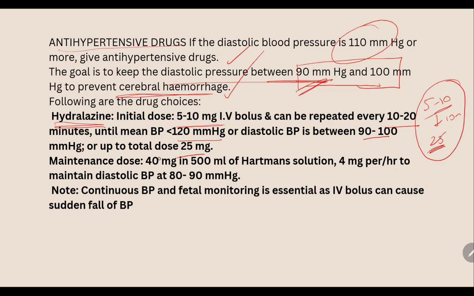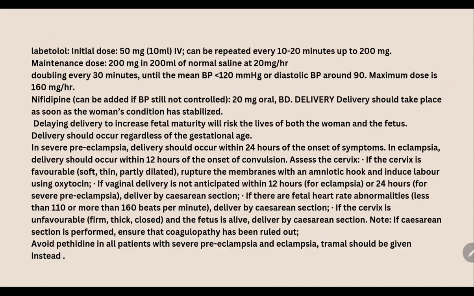Next is maintenance dose. Maintenance dose of hydralazine is 40 milligram in 500 ml, same as the other one. 40 milligram in 500 ml Hartmann solution, 4 milligram per hour to maintain the diastolic pressure at 80-90 mmHg. Continuous BP and fetal monitoring is essential as IV bolus can cause sudden BP fall. Next is labetalol. First thing was hydralazine, next is labetalol. Labetalol is 50 milligram IV, can be repeated every 10 to 20 minutes up to 200 milligram.